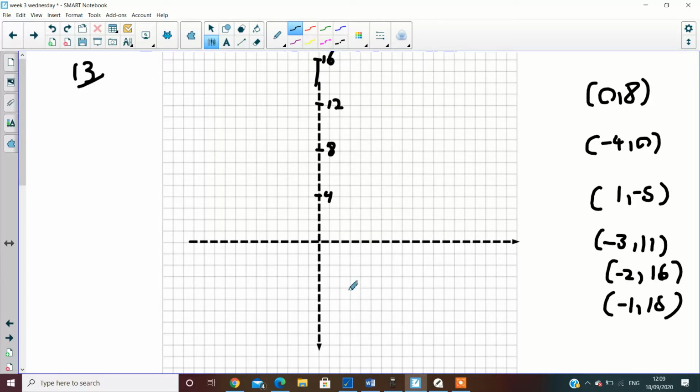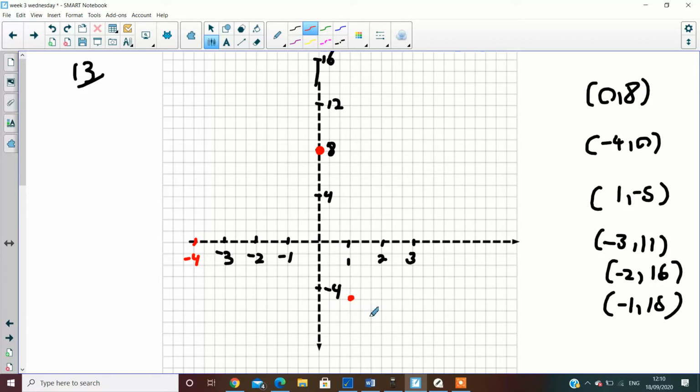And then what about down here? Minus 4. Or space this out. Minus 1, minus 2, minus 3. 1, 2, and 3, right? Now, if I did what you guys did, where we just get the 2 points, we would have got 0, 8, and we would have got minus 4, 0, which is over here. Yeah? And we would have got 1, minus 5.